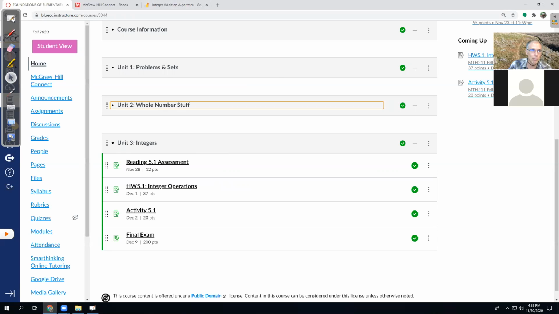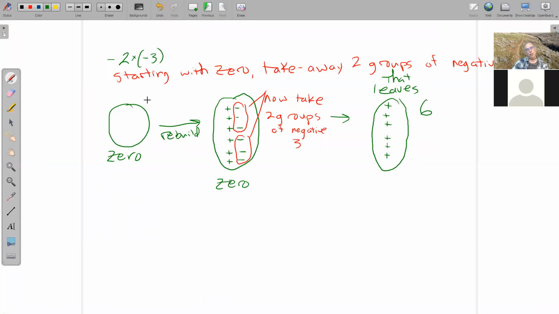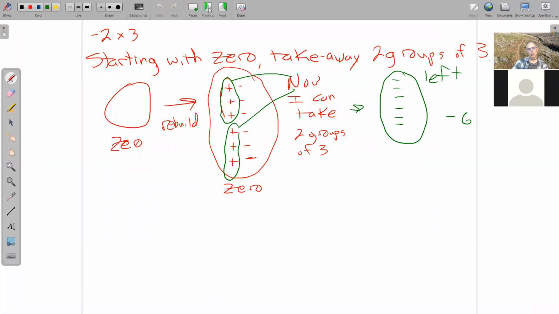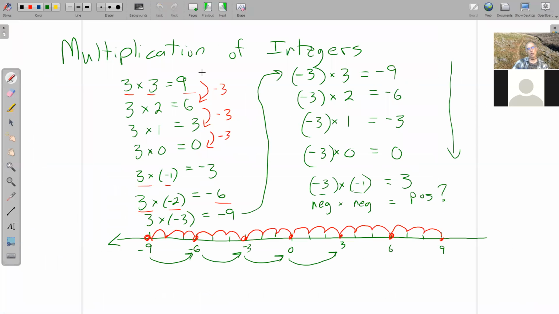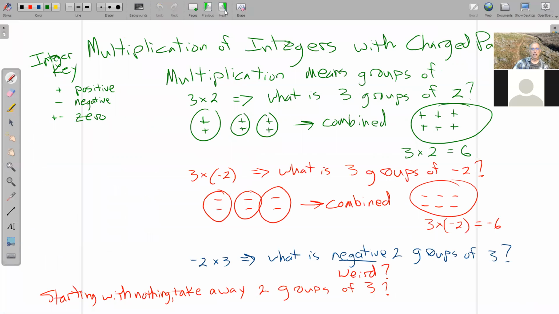Difference between a model and an algorithm. So everything we're doing here is modeling. So we have the charged particle model, and then back here we were modeling with patterns. When we make rules for how to get the job done, that's an algorithm.